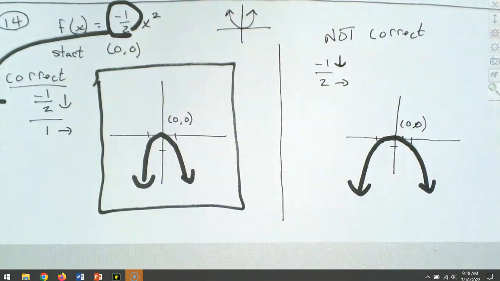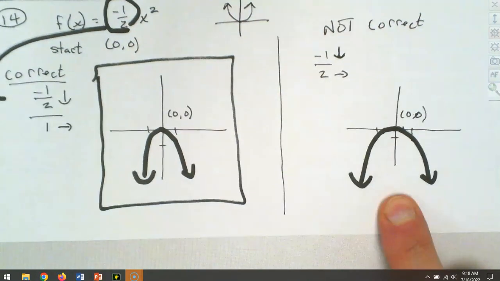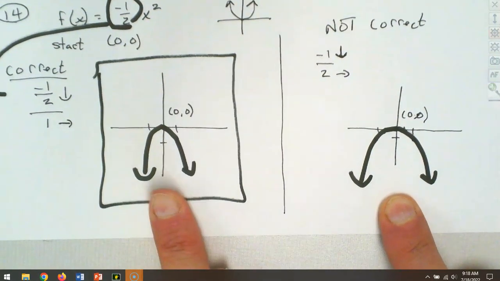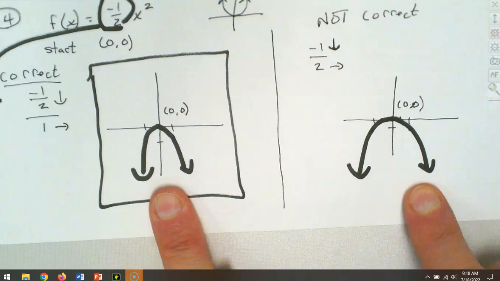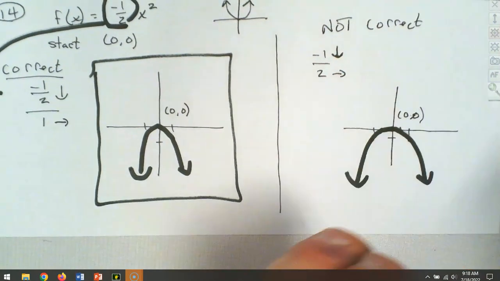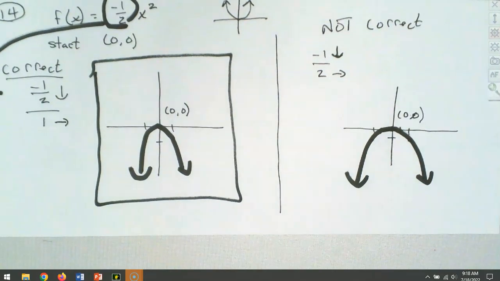Do you kind of see the difference between these two? This one is way, way too wide. Okay, notice this one's narrower. It should look like this, not like this. Because when you went down 1 and over 2, it made it too wide. Okay, we don't do it that way.